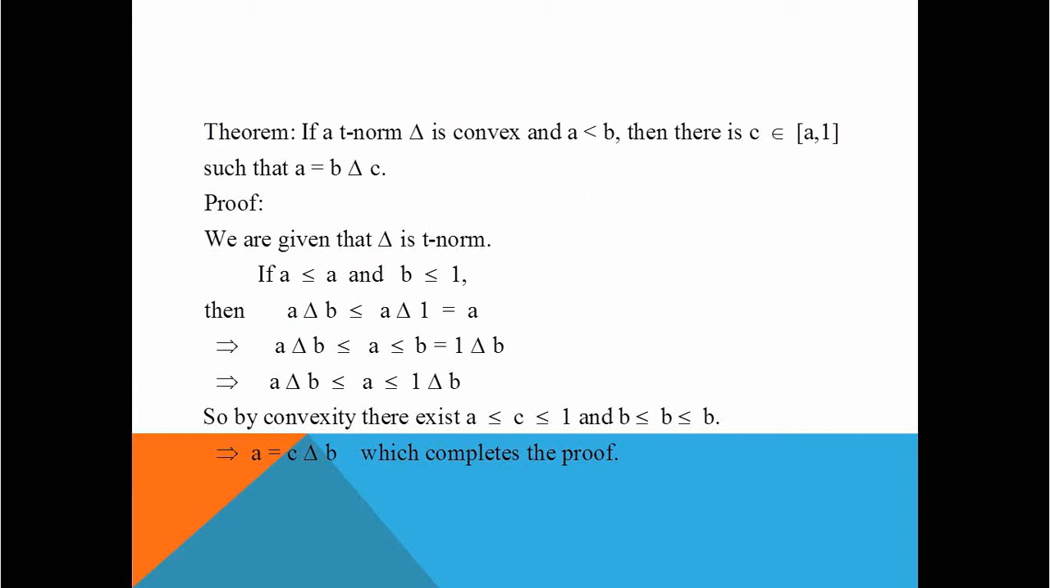Here we just see that first we apply the t-norm properties, and then at the last, when we get a delta b is less than or equal to a is less than or equal to 1 delta b, we apply the property of convex t-norm, and we see that there is a number between a and 1, which is c. We are taking this c, and b and b; the number between b and b will be b, because there is no number between b and b. So according to the convex t-norm, we see that c delta b is equal to a, and this is the result we had to prove. So it completes the theorem.